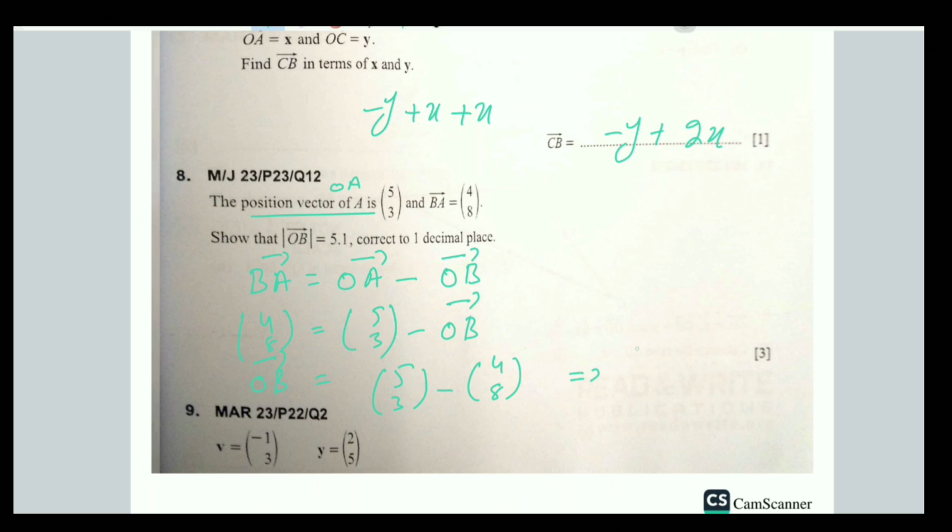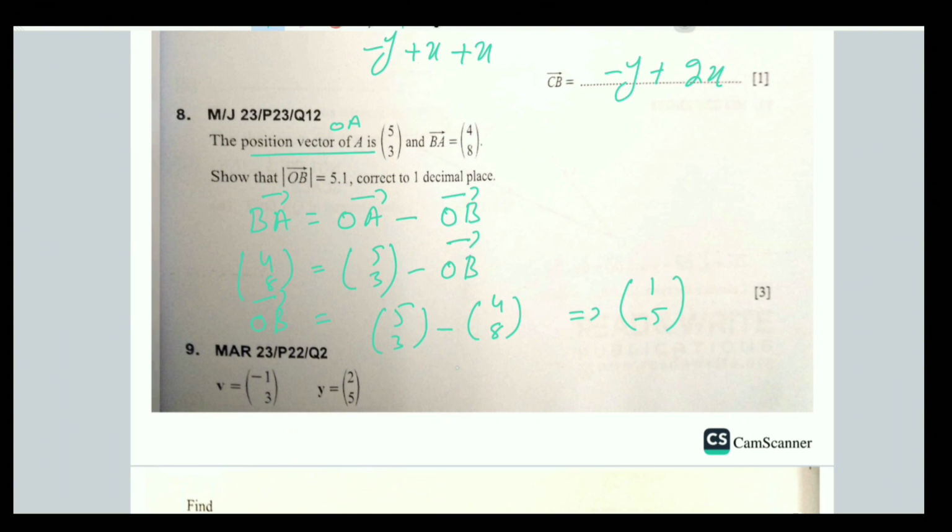That is 5 minus 4, which is 1, and 3 minus 8 is minus 5. So this is OB. How to find the magnitude of OB? It is the square root of x squared plus y squared: 1 squared plus minus 5 squared is 1 plus 25, which is the square root of 26, and that is approximately 5.1. So it is proved. Okay, so the next questions are easy.